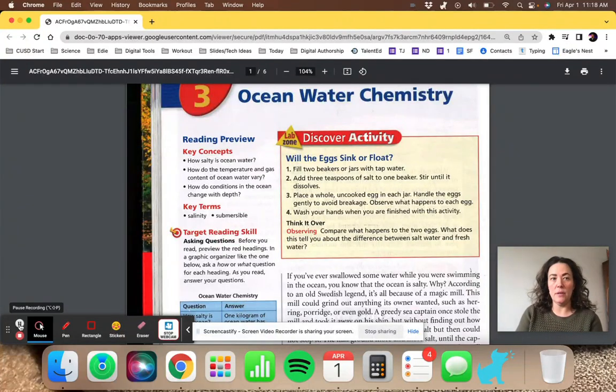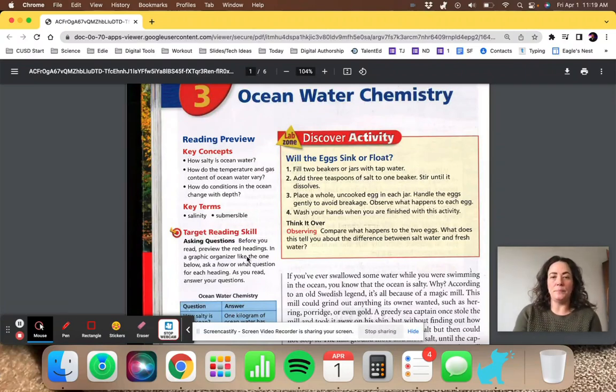All right, today we are going to be reading pages 108 to 113, Ocean Water Chemistry. Just like we talked about what was in the air, in dry air we had oxygen, nitrogen, carbon dioxide, argon, and other gases. We're going to talk about what the makeup is of ocean water. And I'm sure that you all know that there's going to be water and there's going to be salt. And we're going to talk about the different kinds of salts.